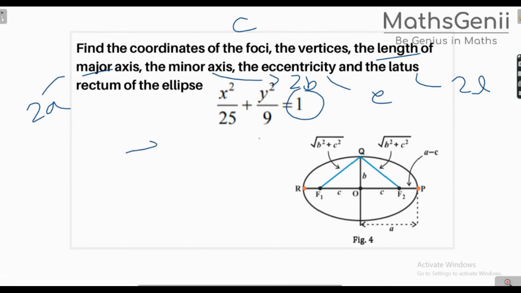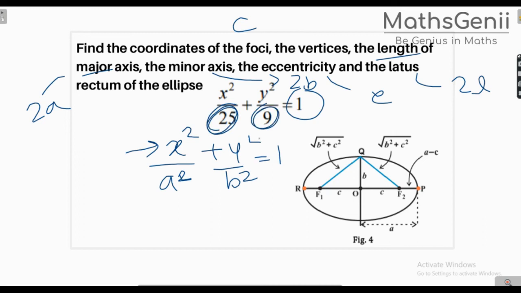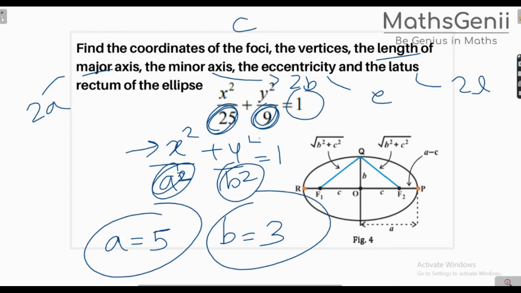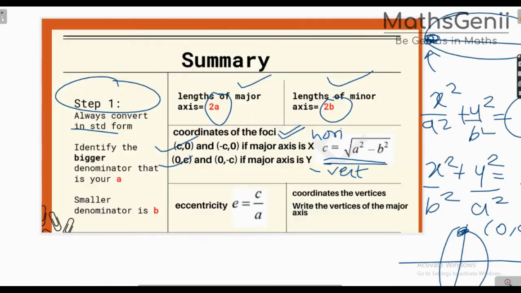Now compare with the standard formula: x square upon A square plus y square upon B square is equal to 1. So this is your A square. This is your B square. Okay, comparing with the formula, what is your A then? A square is 25. So A is what? 5. B square is 9. So B is what? 3. So your A and B are done. So this is the first step. Find A and B. Now go to the chart.